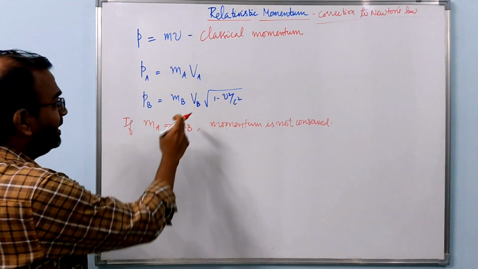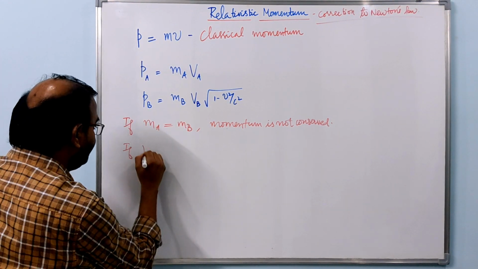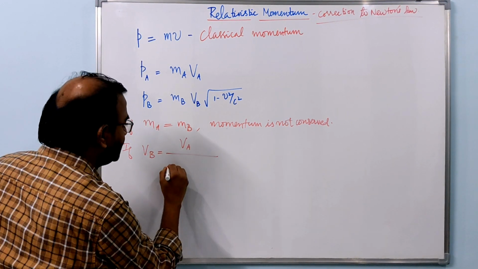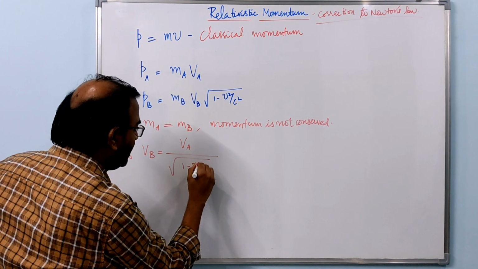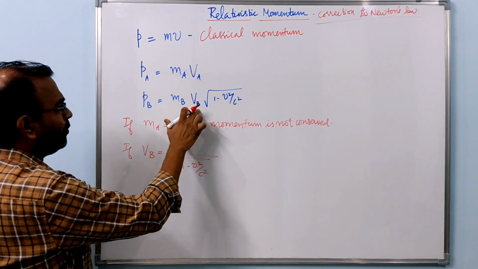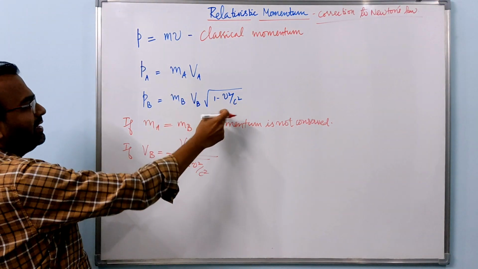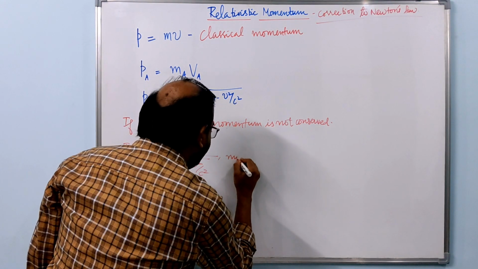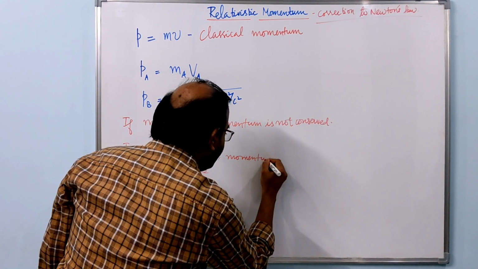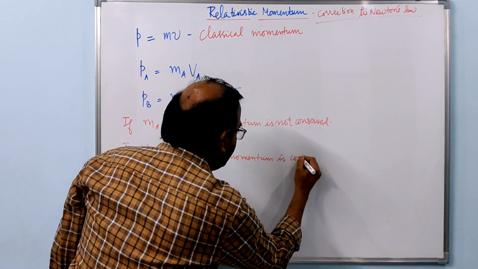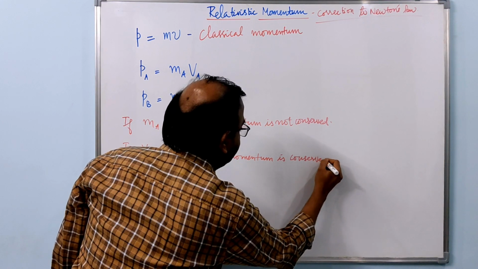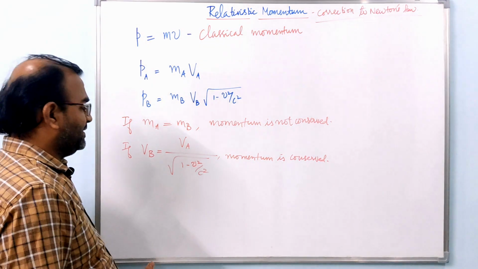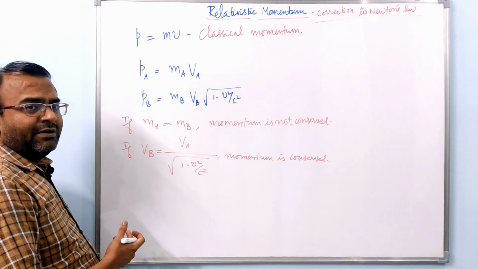On the other hand, if VB is equal to VA over square root of 1 minus v squared over c squared, that is, if you substitute this expression in the place of VB, then these two will cancel, and the momentum will be conserved. So this is the condition under which momentum will be conserved in special relativity.